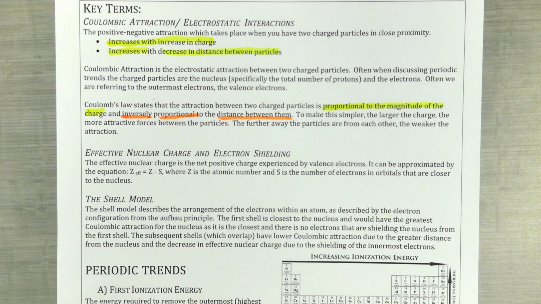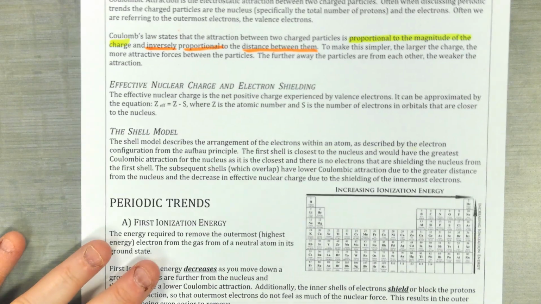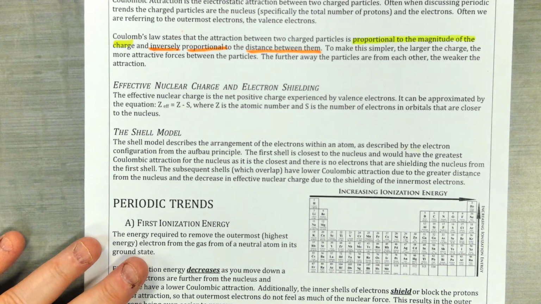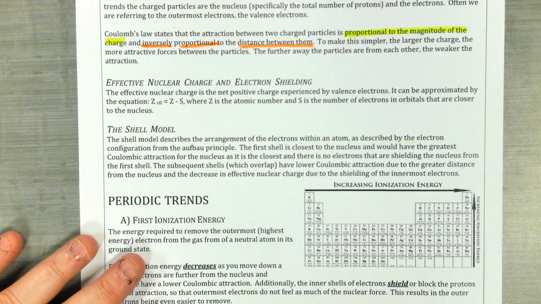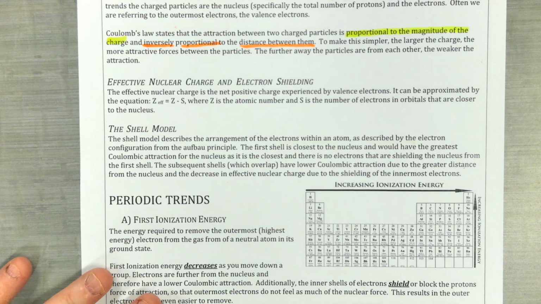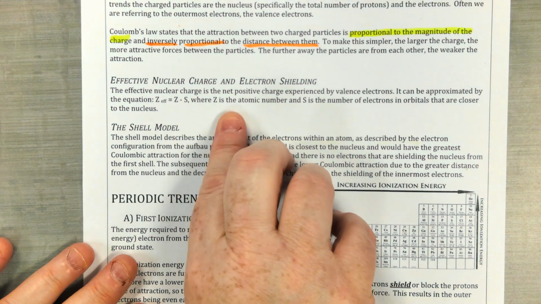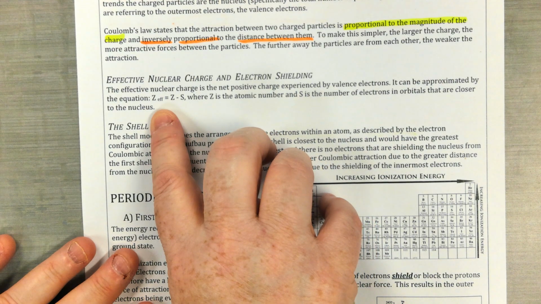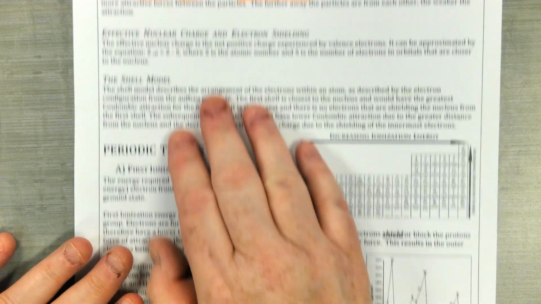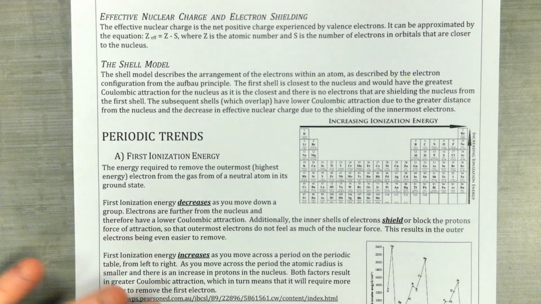Okay. There is what's called effective nuclear charge and electron shielding. We don't have to worry too much about electron shielding in this unit, but you need to be aware of it. The effective nuclear charge is Z with the eff subscript. And then the shell model. Okay.